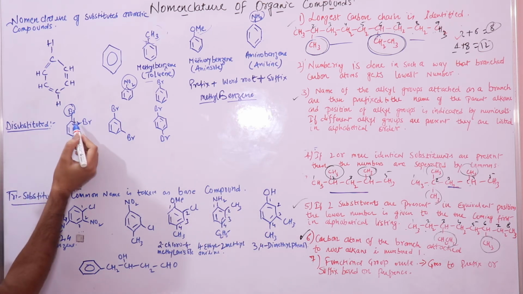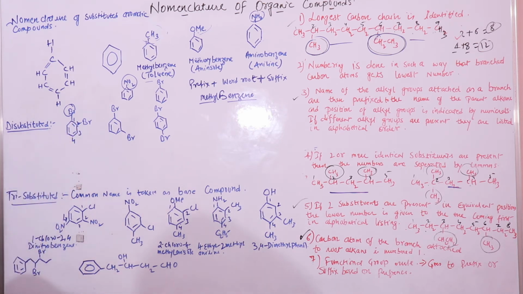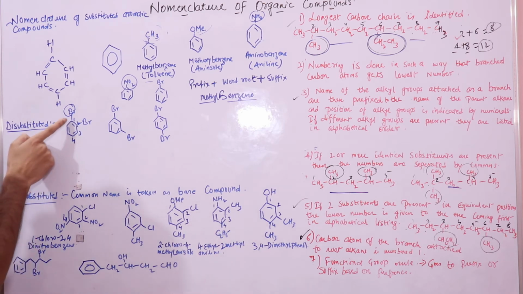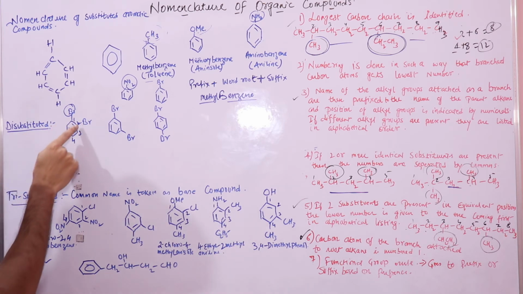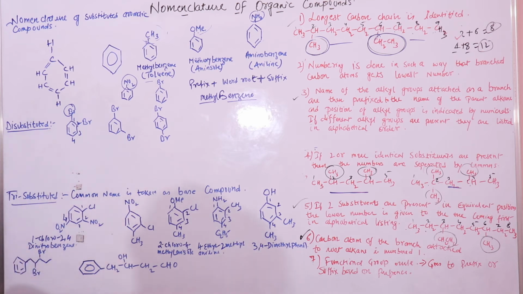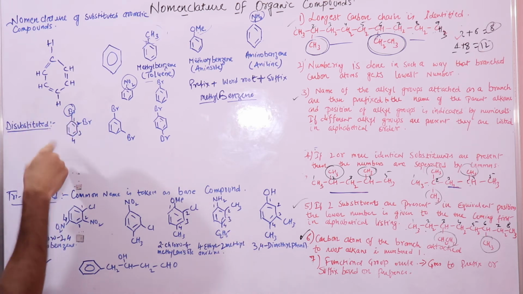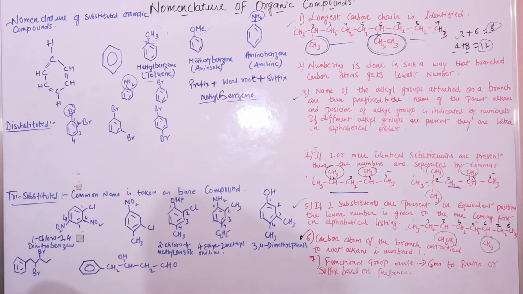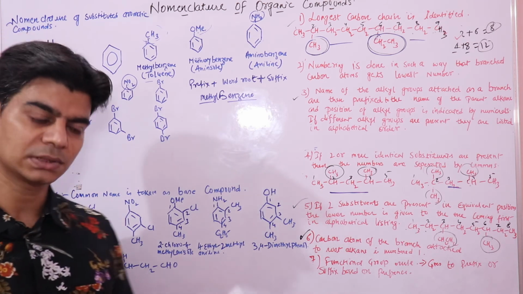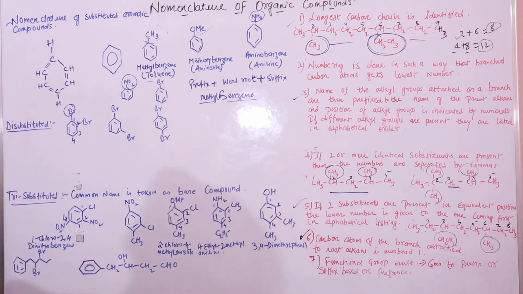For example, I'll number this like this, 1 2 3 4. Here this Br gets number 2. If I number it the other way, 1 2 3 4 5 6, this Br will get number 6, right? So which is correct? The one that has a lower number. So we will adopt the previous one, 1 2 3 4, right? So what would be the name of this compound if you go by this kind of numbering?